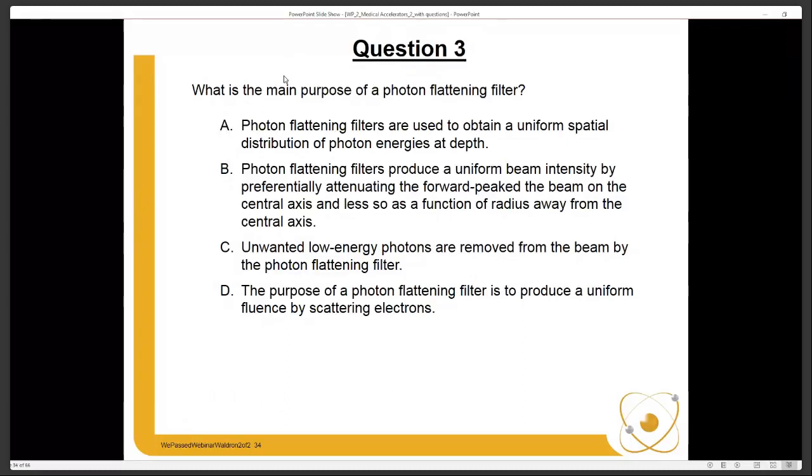Okay, well, the question is, what is the main purpose of the photon flattening filter? Are they used to obtain a uniform spatial distribution of photon energies at a depth? Do they produce a uniform beam intensity by preferentially attenuating the forward peaked beam on the central axis and less as a function of radius away from the central axis? Are unwanted low energy photons removed from the beam by the photon flattening filter? Or is the purpose of a photon flattening filter to produce a uniform fluence by scattering electrons? Only one of these is the most correct.